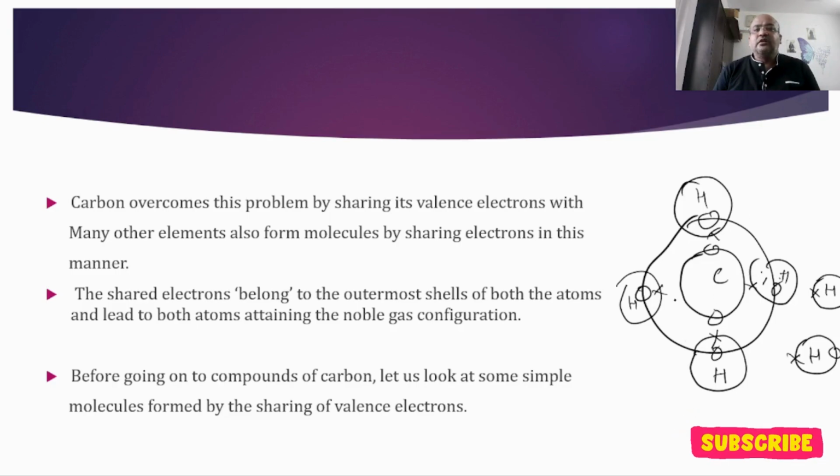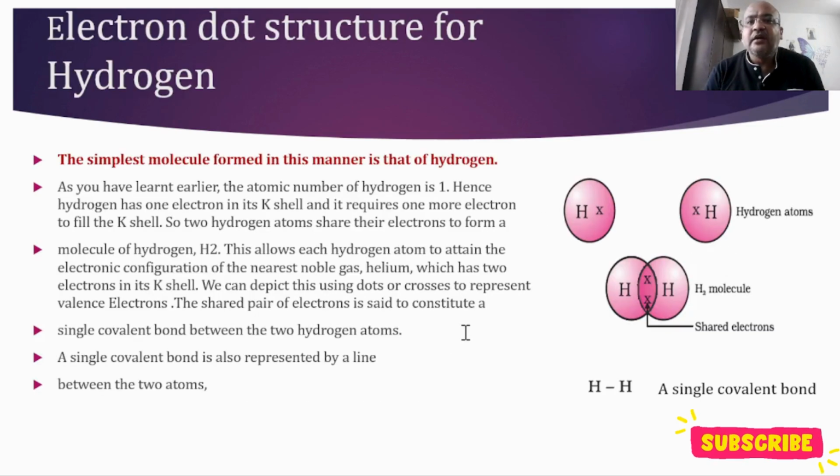Now before going on to the compounds of carbon, let us take some examples: simple molecules formed by sharing of valence electrons. There are many other compounds which have covalent bonds. Let's see these compounds one by one. Now let's go to the electron dot structure of hydrogen, one of the simplest molecules formed in this manner.